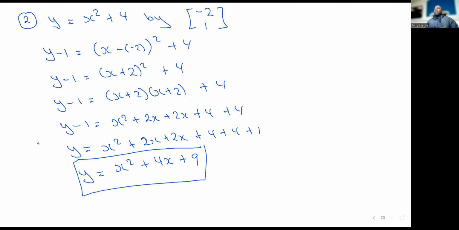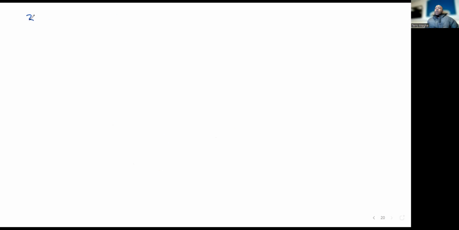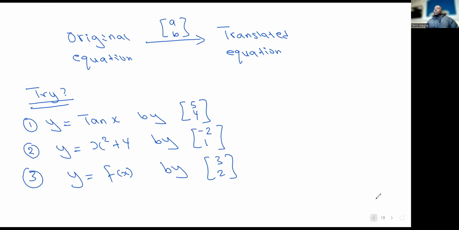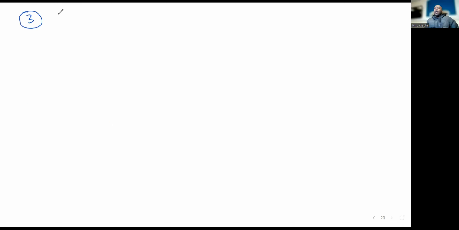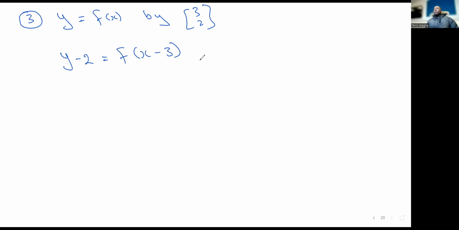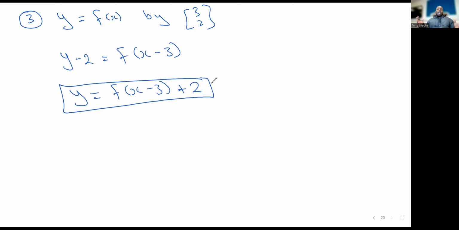Then number 3. The previous one we had was y is equal to f of x, and it's translated by 3 and 2. The same thing: anywhere you see y, you replace it with y minus 2, and x with x minus 3. It will be y minus 2 is equal to f of x minus 3. You take minus 2 to the other side, then y will be equal to f of x minus 3 plus 2, and that is the answer. So just check and be sure you got the right answer like I got here.